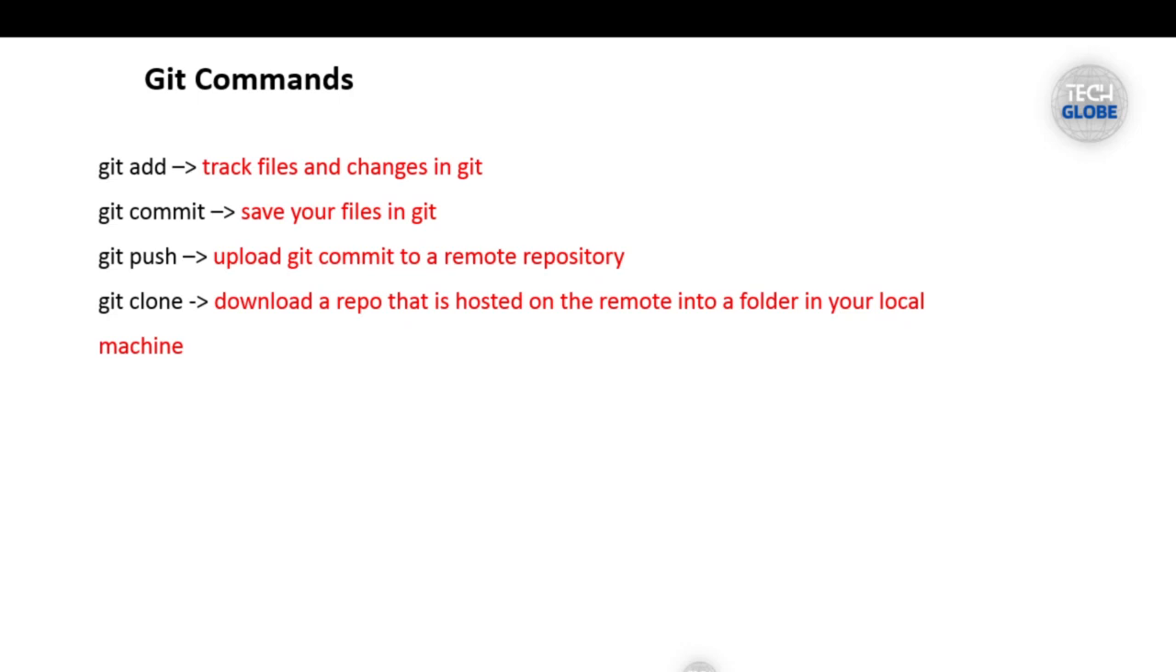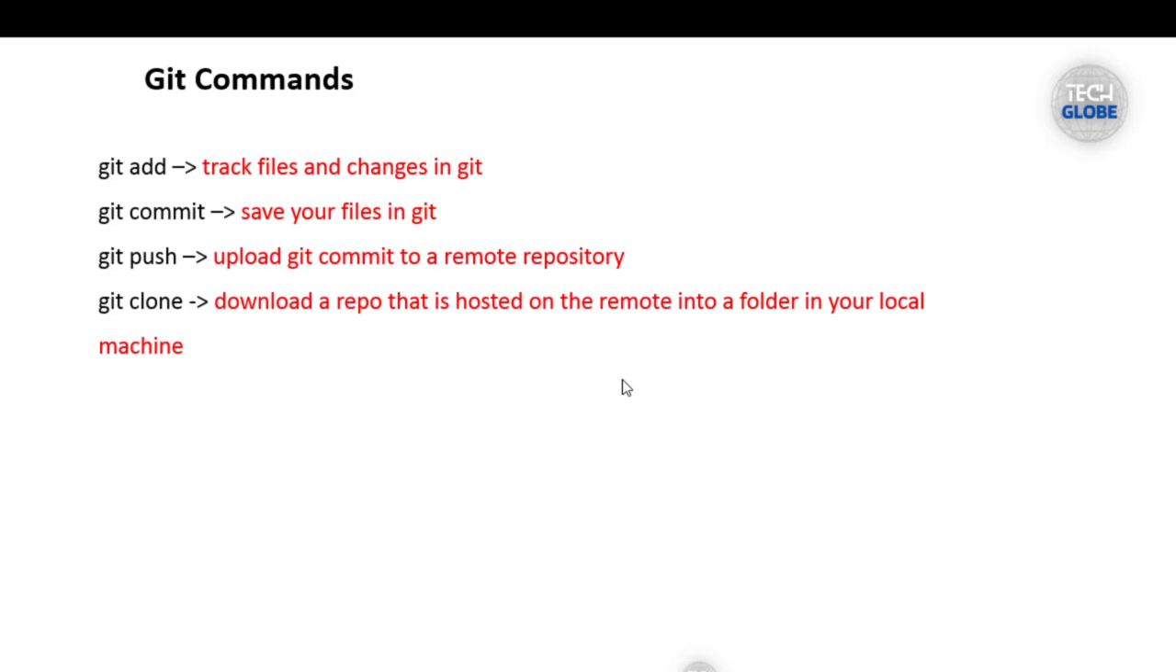Then git clone. If you've hosted a repository or your local one on the remote, you pushed it to GitHub, all right, not just GitHub, other web-based services that help you do that. Then something happened to your machine, your computer, you lost that project. You can actually download a copy of that project from the remote into your local machine. So the command that helps you do that is git clone.